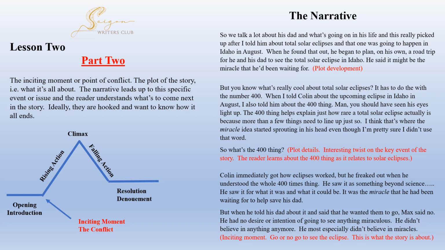So when Colin learns about the solar eclipse, he learns about the 400 thing, he's convinced it's a miracle. And so he's also convinced it's the miracle that's going to save his dad. So go on with the narrative. But when he told his dad about it and said that he wanted them to go, Max said no. He had no desire or intention of going to see anything miraculous. He didn't believe in anything anymore. He most especially didn't believe in miracles.